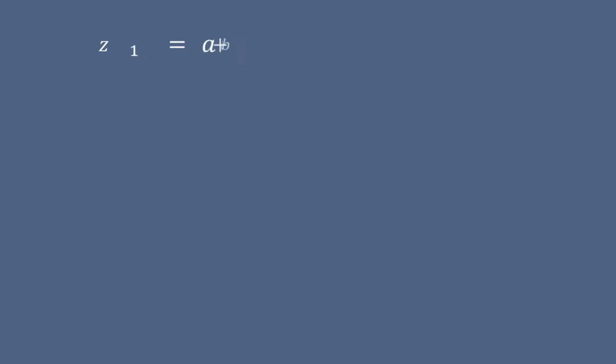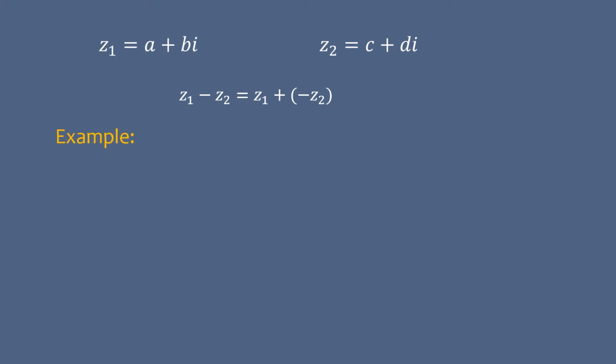Let z1 equal to a plus bi and z2 equal to c plus di be any two complex numbers. Then the difference z1 minus z2 is defined as follows. To understand it better, let us consider an example. Let 6 plus 3i and 2 minus i be any two complex numbers, and we need to find out the difference of two given complex numbers.